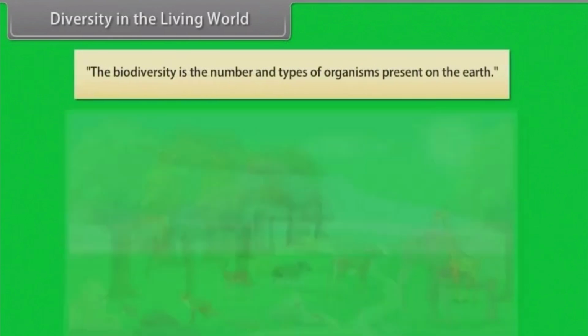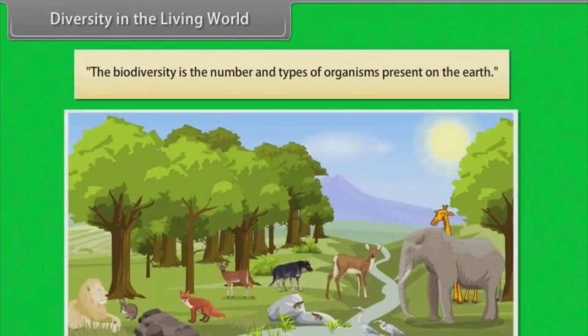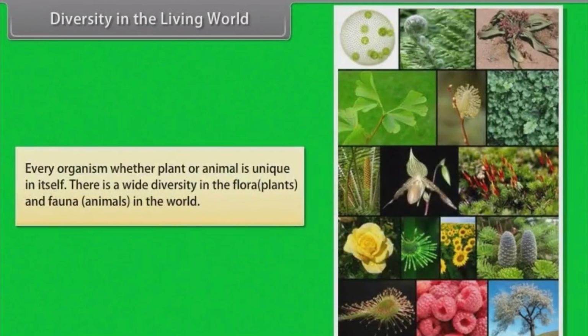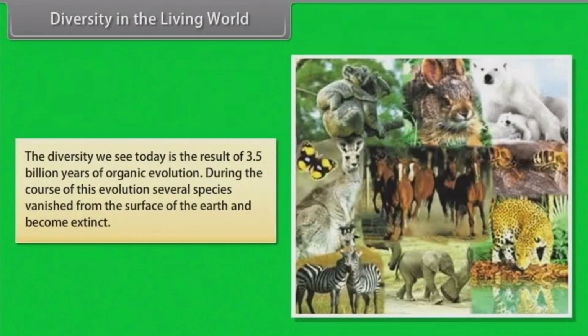Diversity in the living world. The biodiversity is the number and types of organisms present on the earth. Every organism, whether plant or animal, is unique in itself. There is a wide diversity in the flora, plants, and fauna, animals in the world. The diversity we see today is the result of 3.5 billion years of organic evolution. During the course of this evolution, several species vanished from the surface of the earth and became extinct.